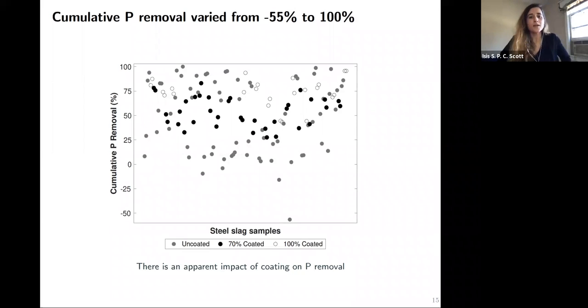So when we put all those measurements together, this is what it looks like. We have the cumulative removal varying from -55 to 100%. And in this graph here, we can already see a potential source of the variability. In here, I'm showing you in the gray dots the uncoated samples, and you can see that their distribution is much more random in comparison to, for example, the 100% coated slags, which are much more concentrated on the top of the graph here.